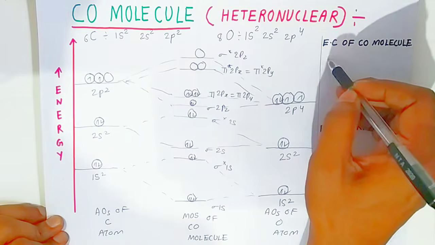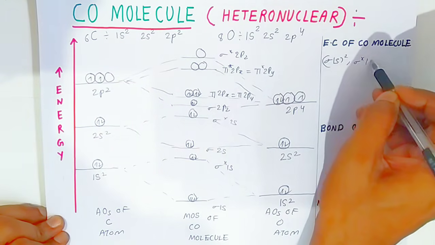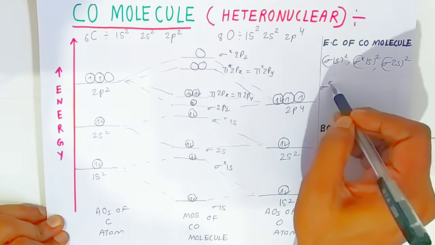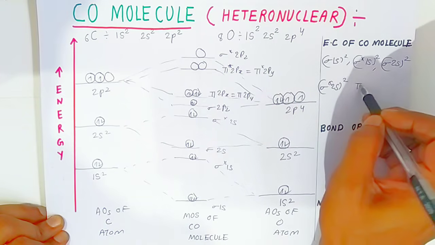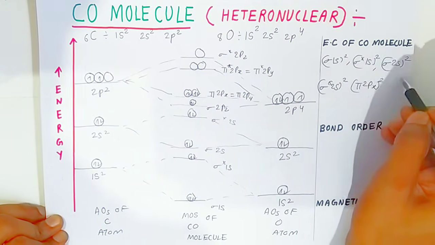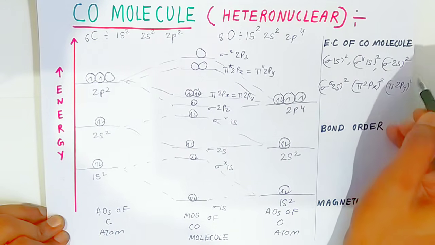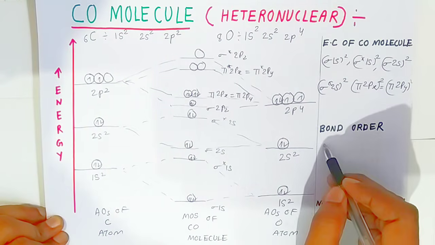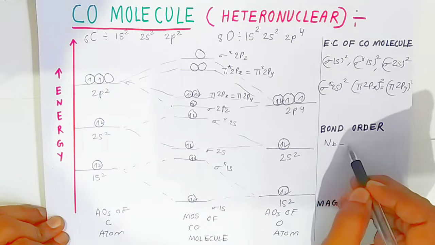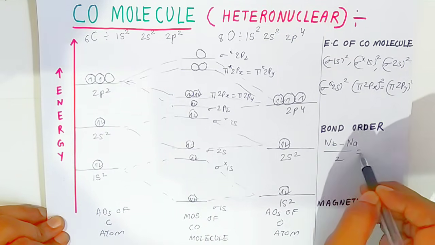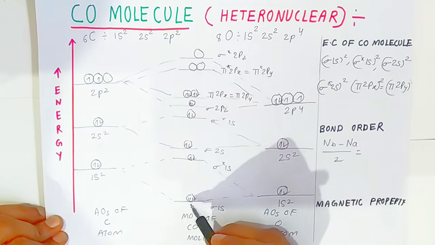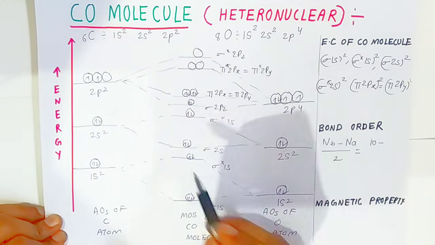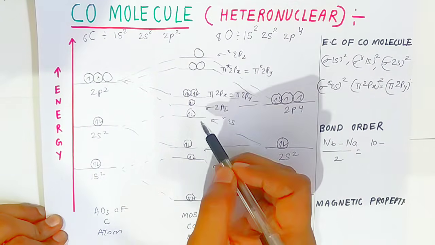So electronic configuration, students: sigma 1s2, sigma star 1s2, sigma 2s2, sigma star 2s2, pi 2px2, pi 2py2, because these two orbitals have equal energy. Now bond order, students, number of electrons present in bonding molecular orbitals minus number of electrons present in anti-bonding, and you have to make it half. So when you count the number of electrons in bonding, 1 2 3 4 5 6 7 8 9 10 electrons present in bonding. In anti-bonding, students, you have 1 2 3 4 electrons.